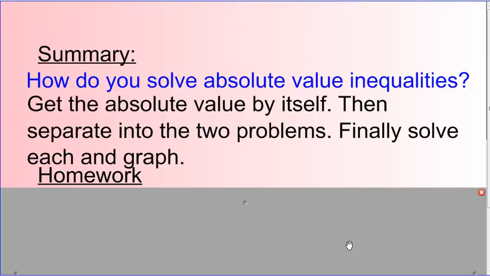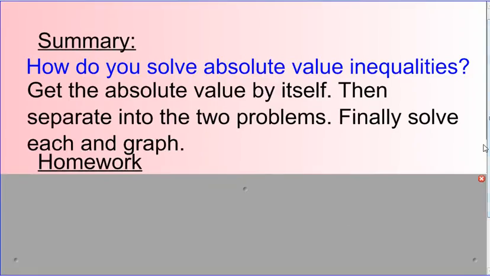Alright, here's what I came up with. So get the absolute value by itself. Then you separate it into the two problems. Finally, solve each and then graph. That's what we did in every single problem today. The only other trick you had to remember was that when you separate it, the one is greater than a positive. The other one you have to switch the sign of the number and the sign of the inequality.